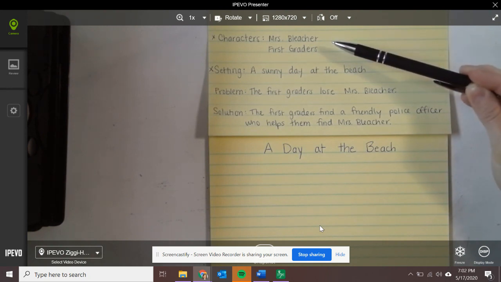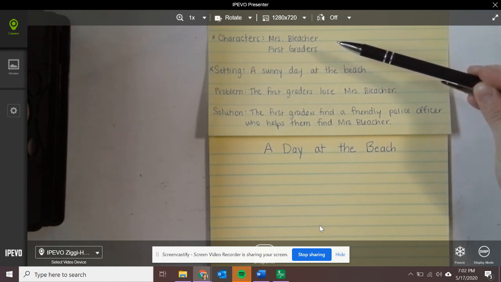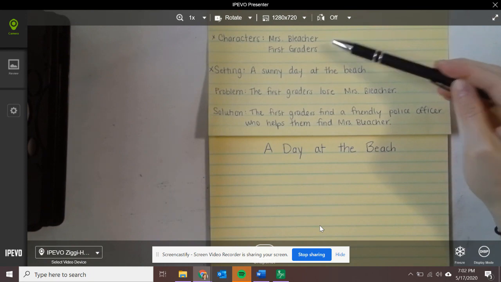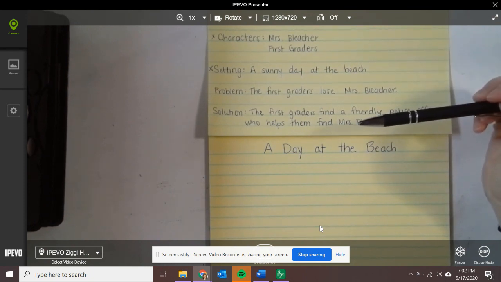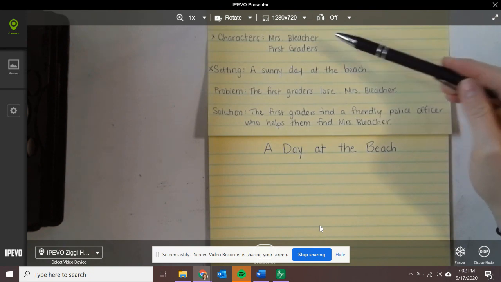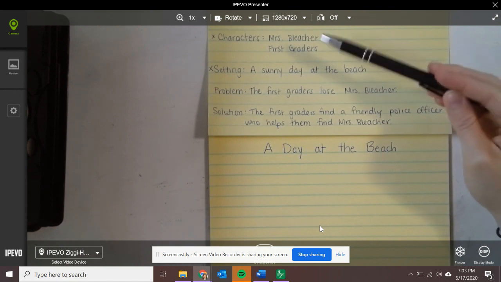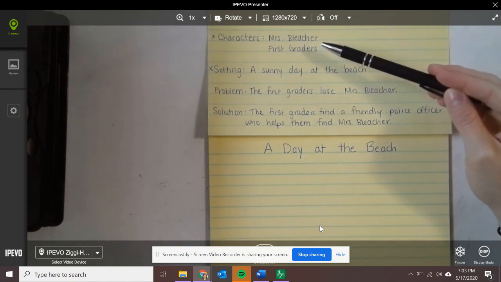Now, before we get started with characters, I want you to make sure that your characters are specific. Now, when I say specific, I mean I want your characters to have names. So instead of your character maybe being dog, well, what's the dog's name? Instead of your character being girl, well, what's the girl's name? So make sure that your characters have names, okay? Because that's going to be really important, especially in this first sentence.